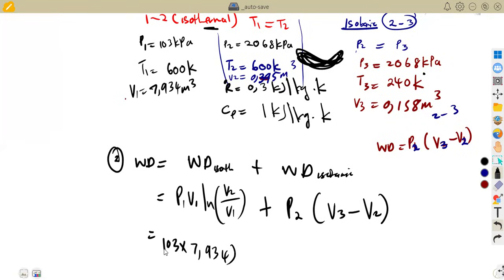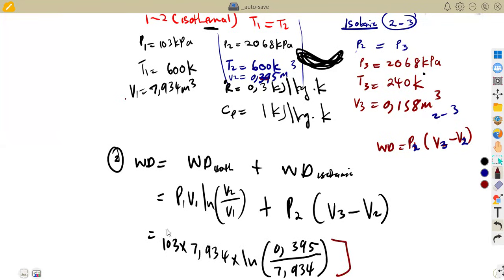7,934, the one that we calculated previously, times the ln of V2 over V1. Remember, we are moving from this to this. So our V2 is 0,395, everything over what? V1, which is 7,934. So this was going to give us the work done for the isothermal process.